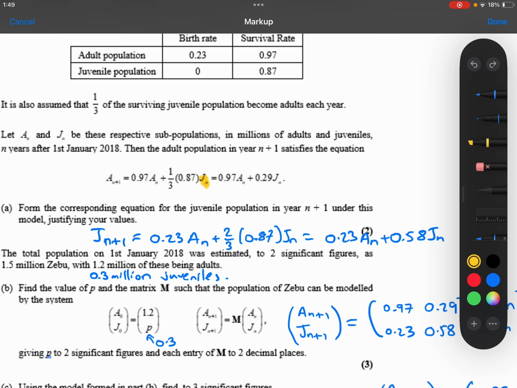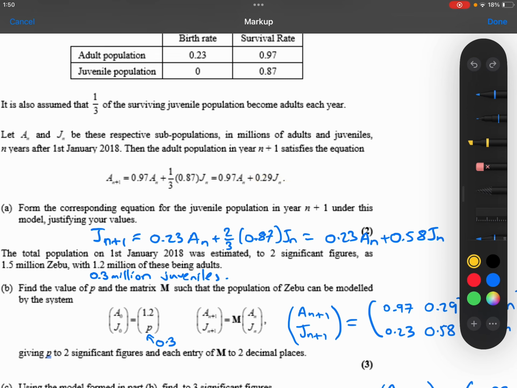So we know this is the juveniles from the previous year. Only 87% of them actually survived. And then of those that survived, 1/3 of them became adults. And then this has just been simplified. We've got the 0.97 AN, which is there. And the 1/3 times 0.87 is 0.29. So this equation is just saying the adults the next year is equal to 97% of the adults from the previous year plus 29% of the juveniles from the previous year that have now become adults.